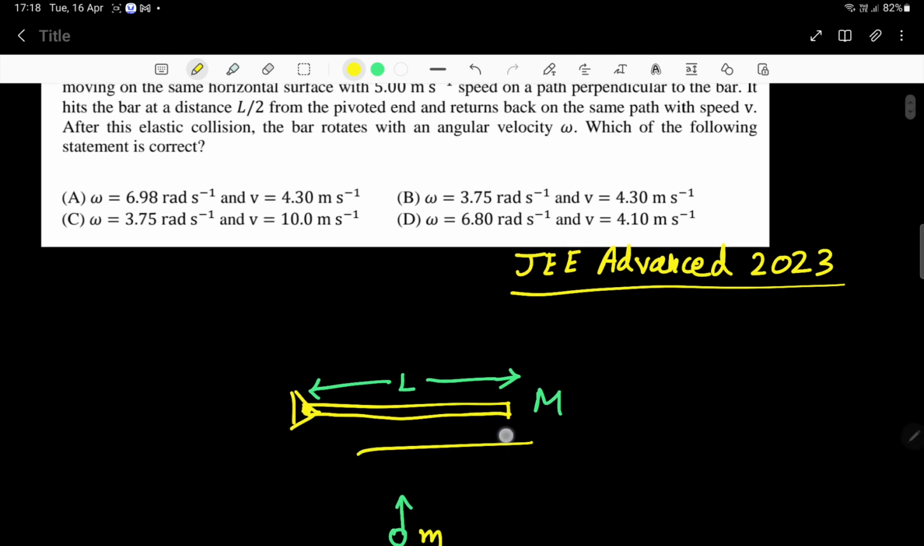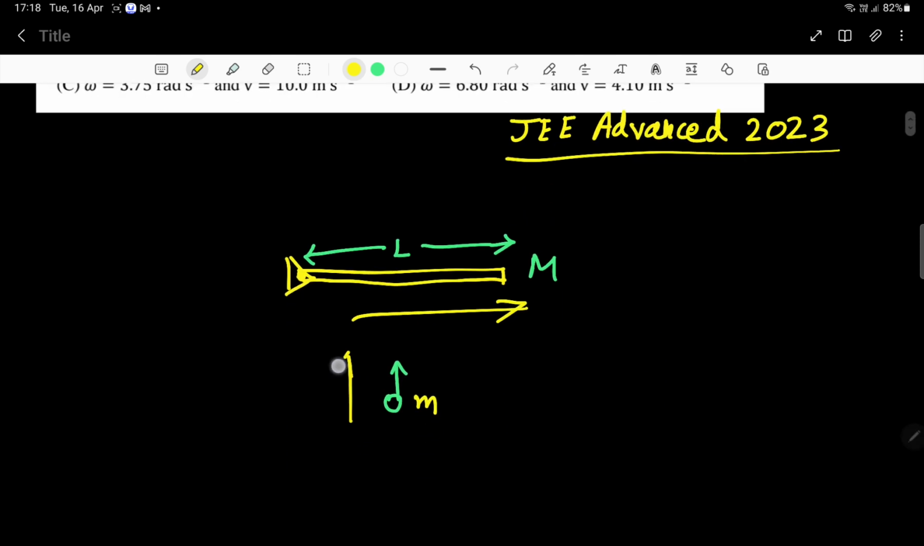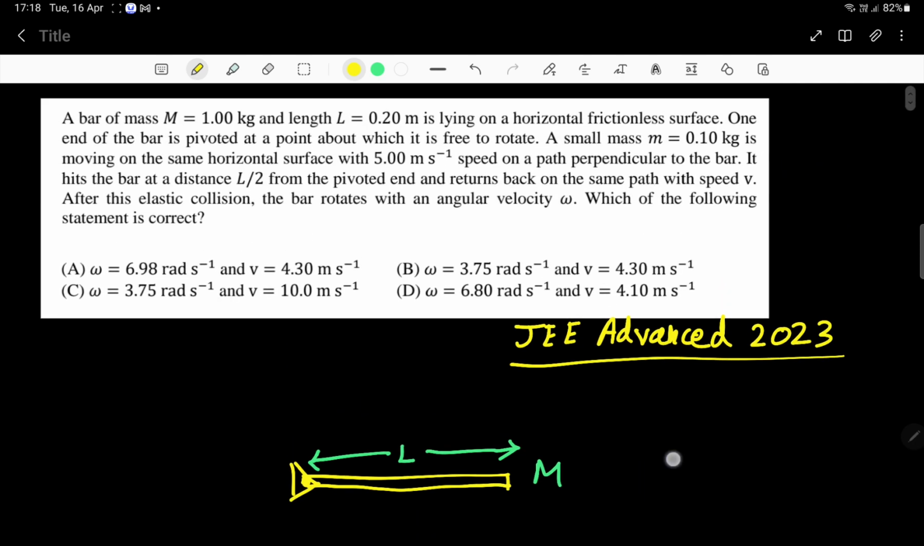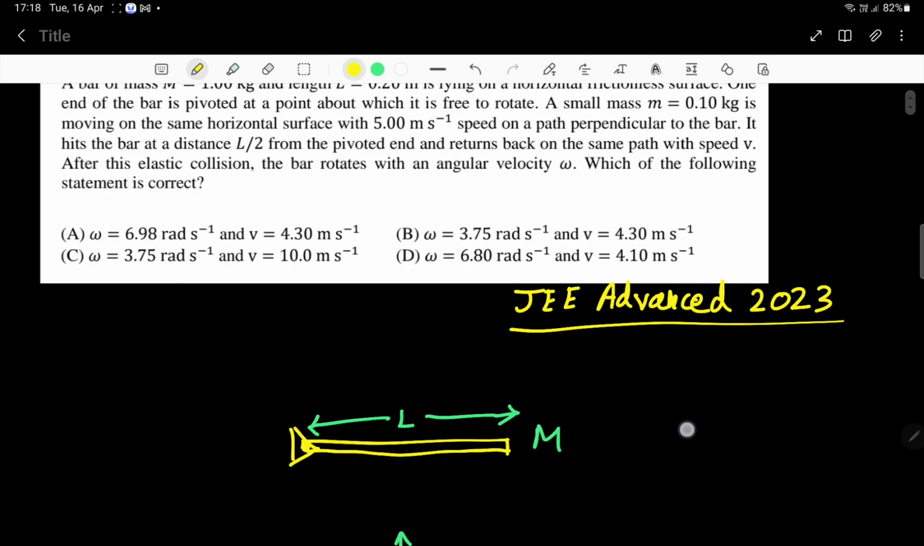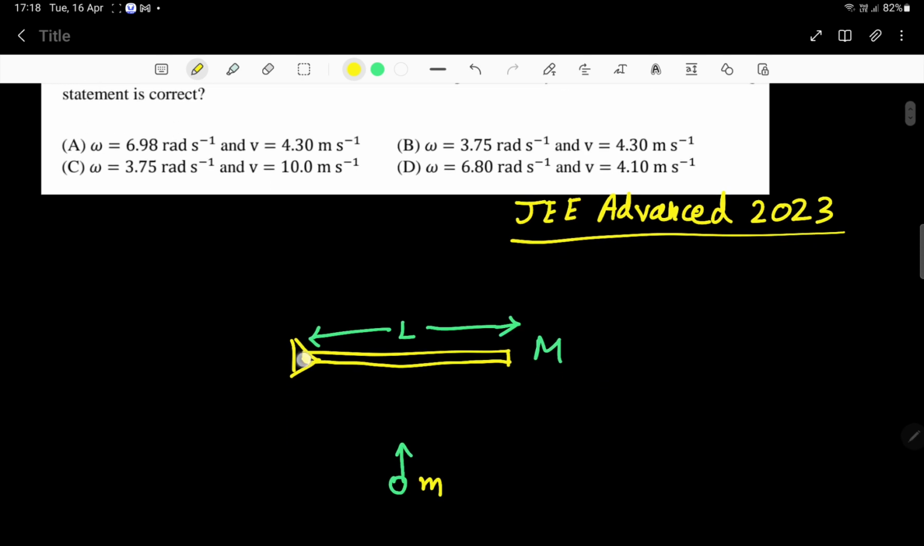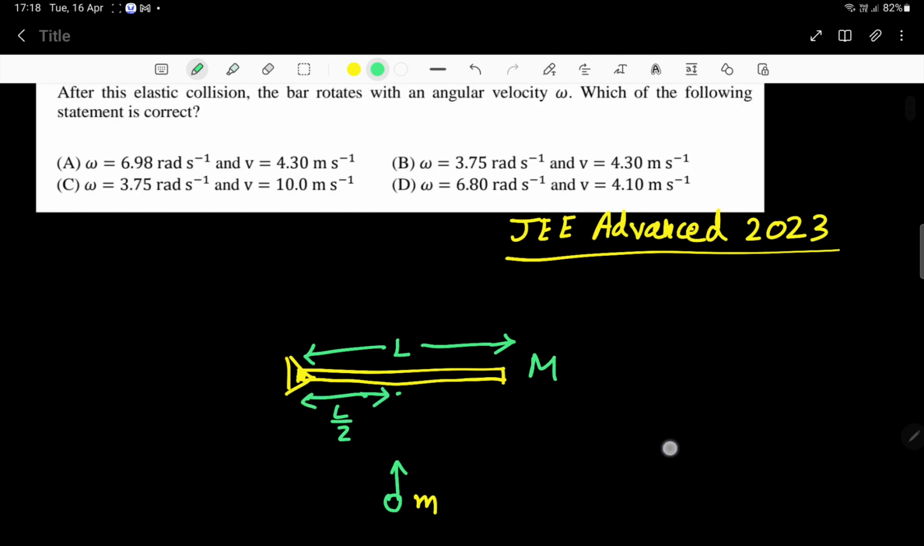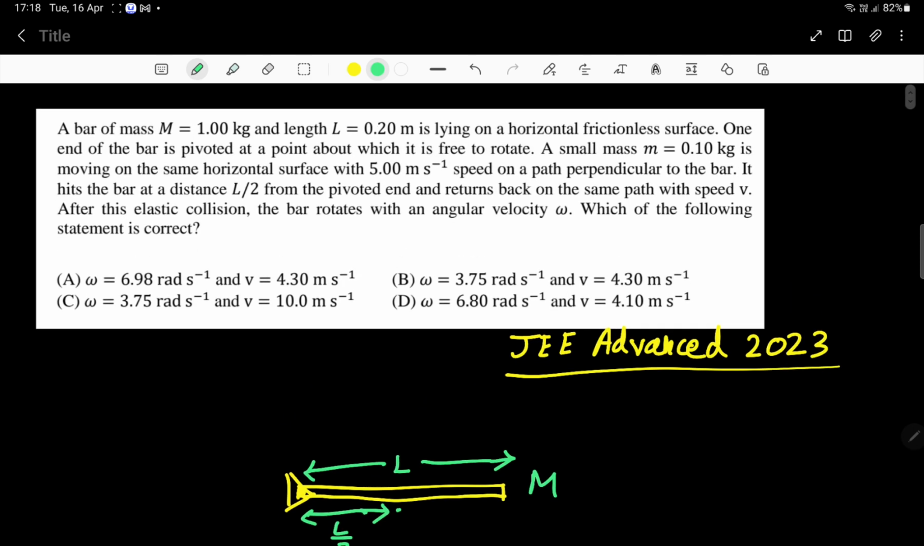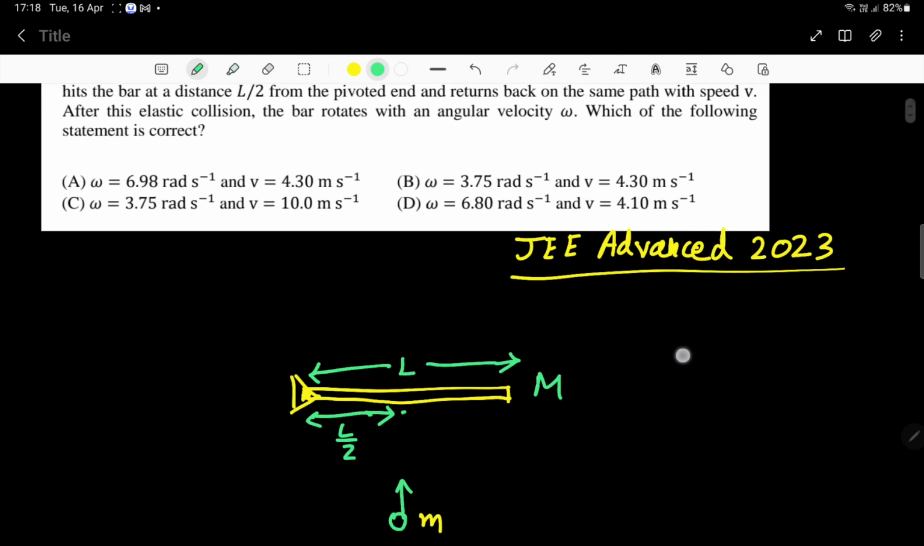So the bar is lying like this, so the particle is going like this. So they're perpendicular, 90 degrees to each other. It hits the bar at a distance L by 2 from the pivoted end. So here is the pivoted end, and from this end, it is hitting at a distance L by 2. So it hits here, and returns back on the same path with speed v.